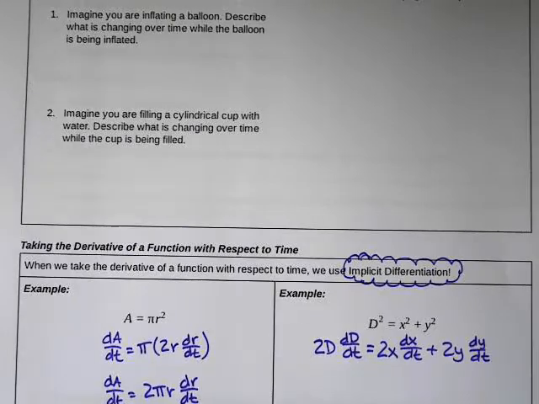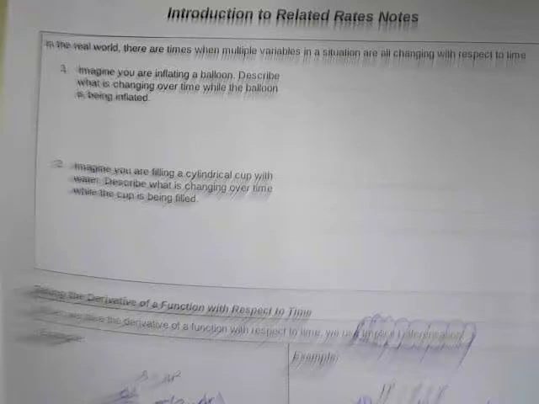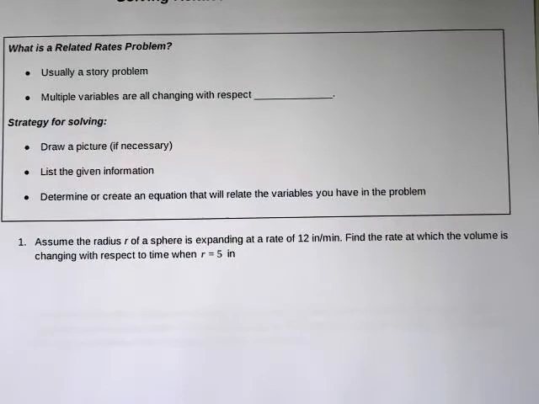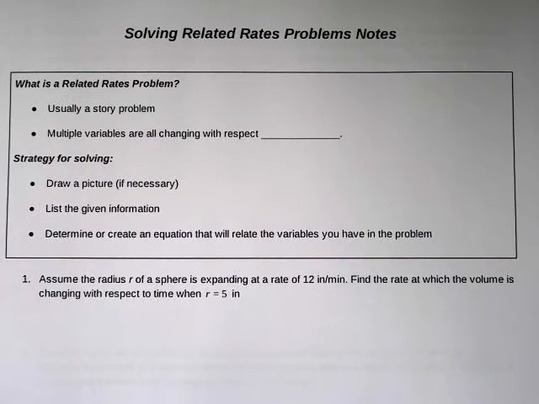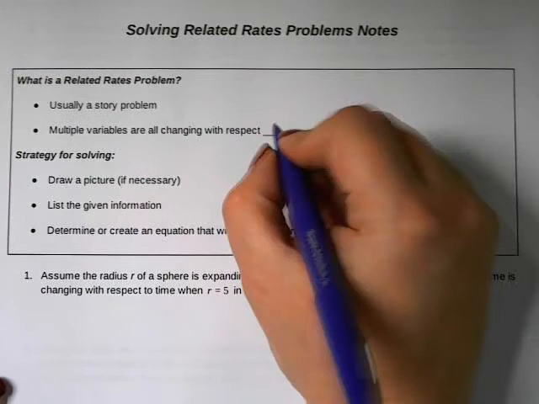We're actually going to jump now to page 21. So if you could go to page 21 with me, that would be great. So it looks like this, solving related rates problems notes. This is really day one of your notes. So what is a related rates problem? It's usually a story problem, and in this story problem, multiple variables are all changing with respect to time.